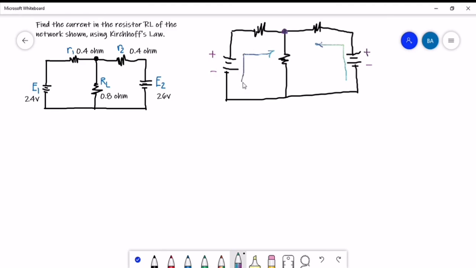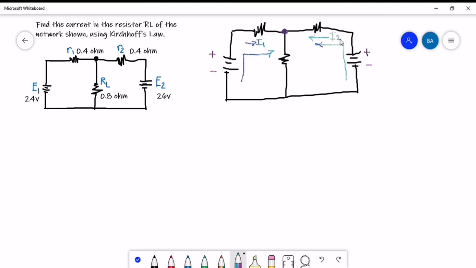So if our first loop is going there, we could say that the current also flows from negative to positive. Since this is our voltage source from negative to positive, that's how the current flows, so it flows there. So here is our I sub 1. The current that flows in R sub 1, which is 0.4 ohms, will be parallel to our loops. And the current that flows in our R sub 2 is also parallel to our loop here. So this is our I sub 2.